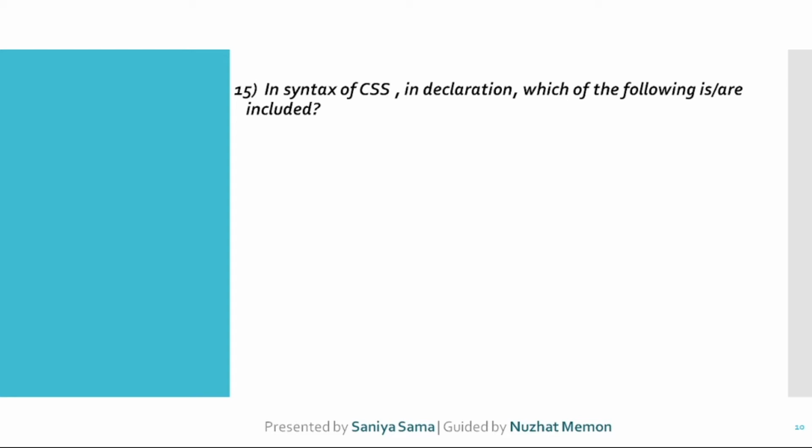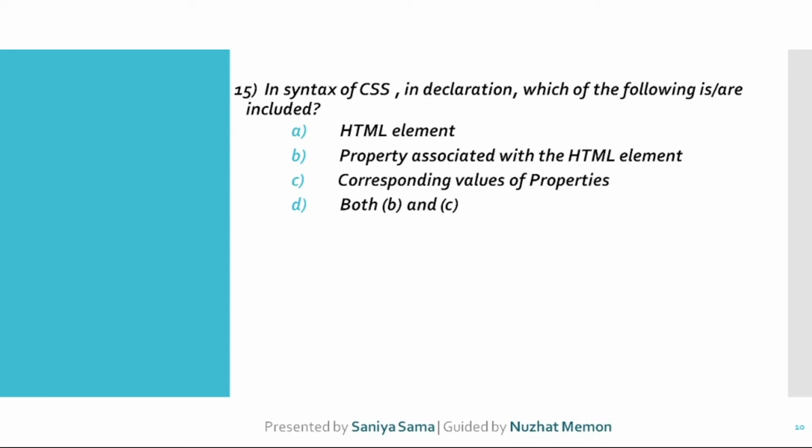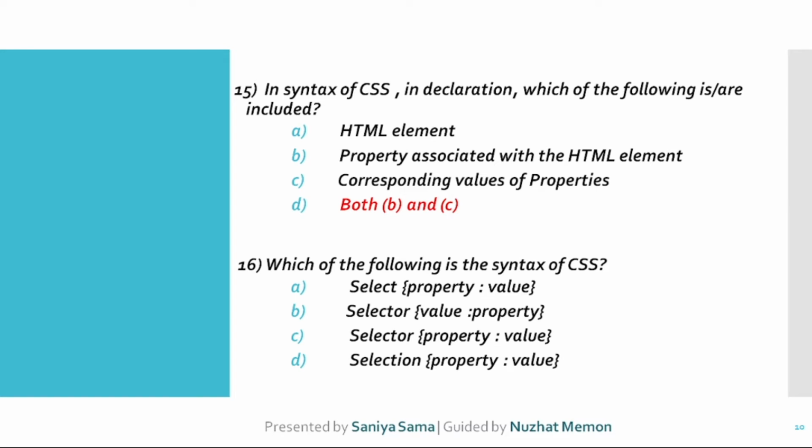Fifteenth, in the syntax of CSS in declaration, which of the following is or are included? Option A, HTML element, option B, property associated with the HTML element, option C, corresponding values of properties, option D, both B and C. The answer is both B and C. Sixteenth, which of the following is the syntax of CSS? Option A, select property colon value. Option B, selector value colon property. Option C, selector property colon value. Option D, selection property colon value. The answer is selector property colon value.